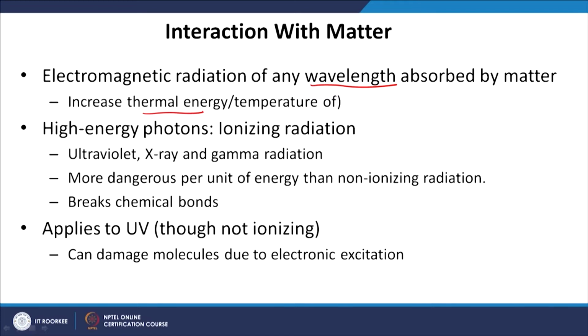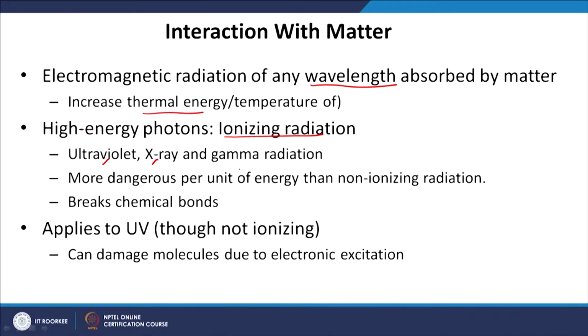Now, we distinguish two types of electromagnetic radiation. One which has very high energy, we call it ionizing radiation, because the energy of this radiation is so high that it can ionize or eject an electron from the substance, such as ultraviolet, X-rays, gamma radiation. They have low wavelength, they are very energetic, and they can eject an electron from the substance, and that is why they are very dangerous.